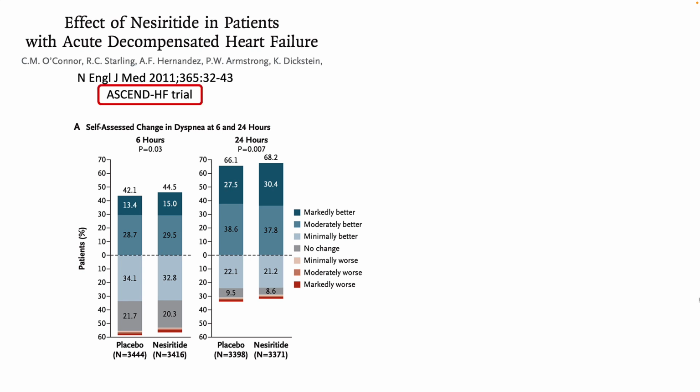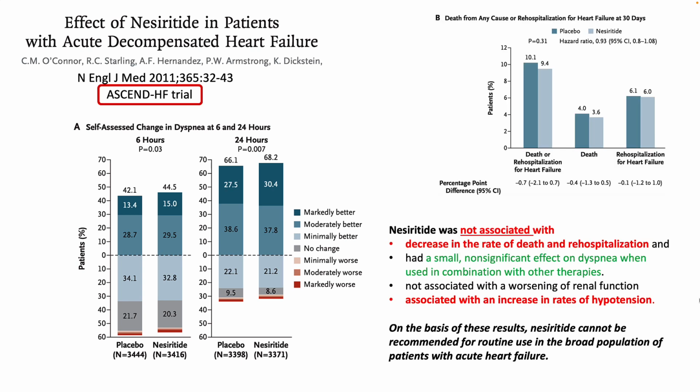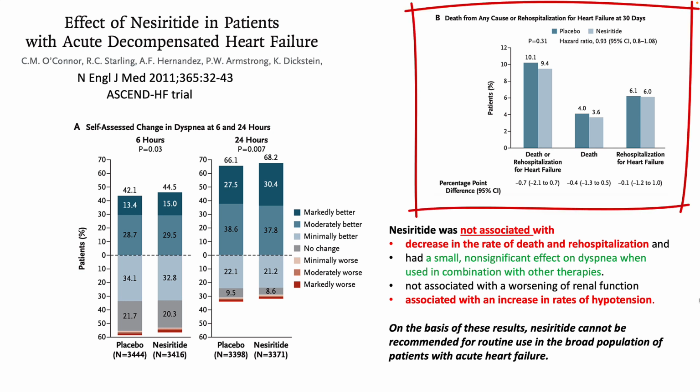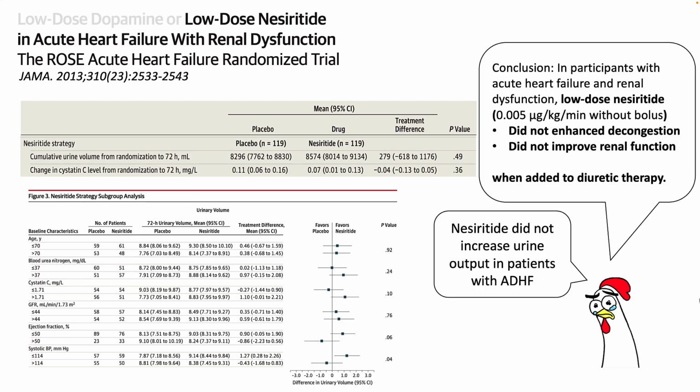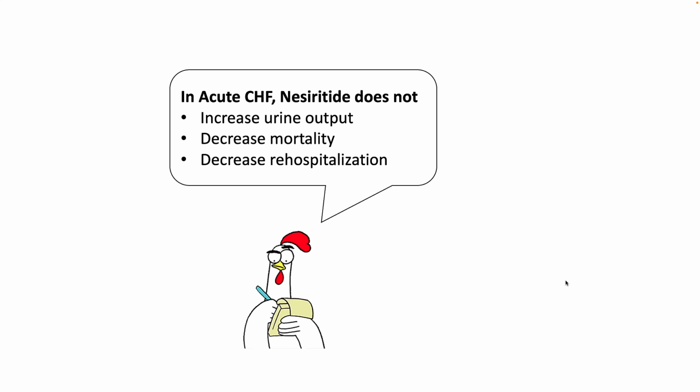This drug was studied in ASCEND-HF trial, and they found that nesiritide was not associated with decreased rate of death or rehospitalization and was associated with increased rate of hypotension. In another study, ROSE acute heart failure trial, nesiritide did not enhance decongestion or improve renal function when added to diuretic therapy. It also did not increase urine output in patients with heart failure. So in acute congestive heart failure, nesiritide is not used.